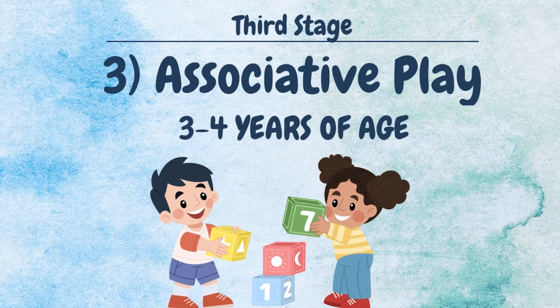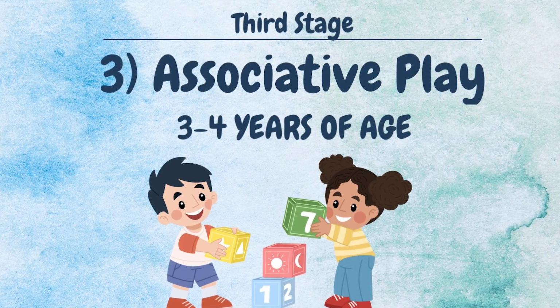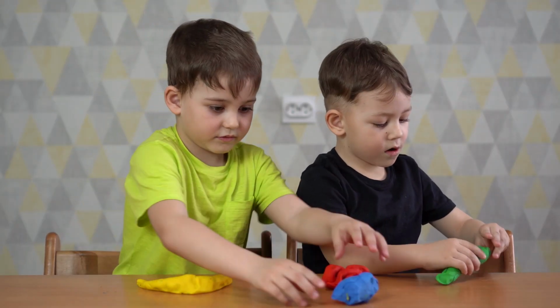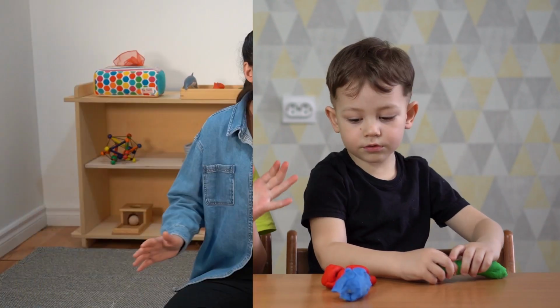So stage number 3 is associative play, and this usually happens around 3 to 4 years of age. They may engage in activities with other children like building with blocks or playing games, but they don't have a specific goal in mind. They're just sort of free playing with each other. This stage helps children to learn social skills like communication and cooperation.